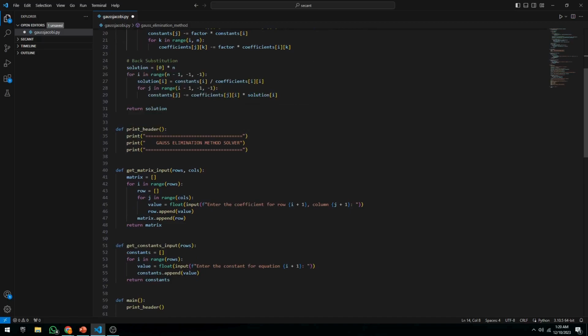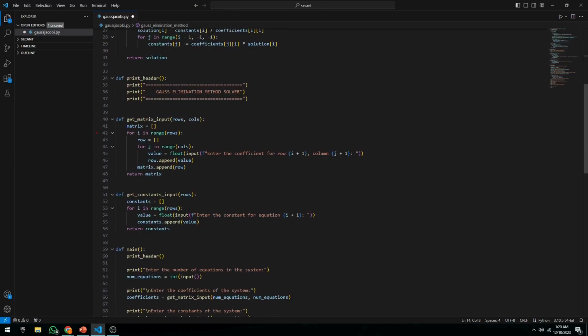And then we'll provide a method for printing the header, and then we'll define a method for getting matrix input. In a matrix we have rows and columns, so we'll declare that in the parameters, and then the matrix will be like an array, and then we'll apply a for loop. In the for loop, first we will have i, and i will be our rows, and then the row will also be equal to an array. And then for j in range columns, our j will be the column and our i will be the row.